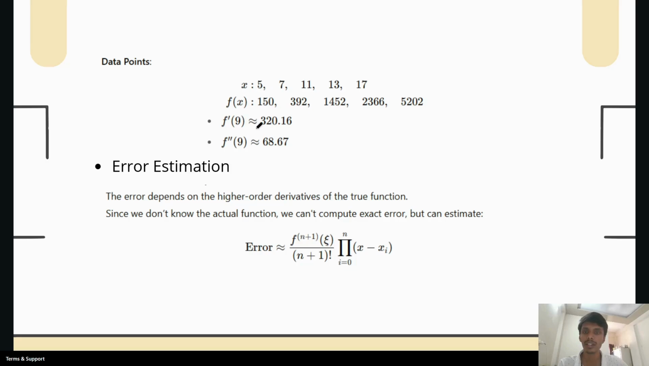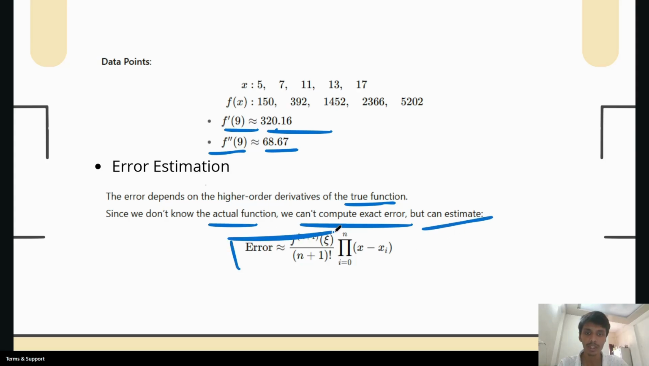The data points are 5, 157, 11, 392, 14, 52, 13, 23, 17, 5202. So the value of f'(9) comes out to be 320.16 and f''(9) comes out to be 68.67. The error depends on higher order derivatives of the true function. Since we don't know the actual function, we cannot compute the exact error, but we can estimate it by this formula of the error.